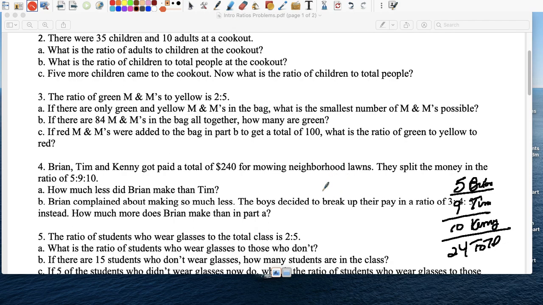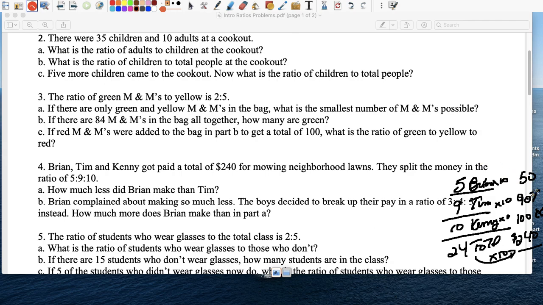How much less did Brian make than Tim? Well, let's figure out $240. What's that relationship? It's times 10, right? So everything's gone times 10. So when there's $240, Candy got 100, Timmy got 90, and Brian got 50. If you add those up, 100 plus 90 is 190, plus 50 is 240, so we got that correct. How much less did Brian make than Tim? Brian made $40 less because Tim made 90.